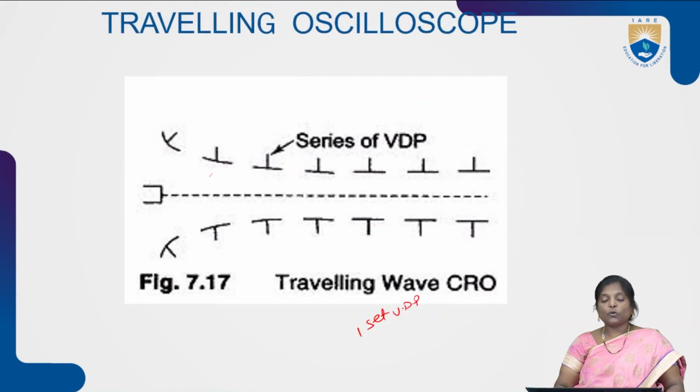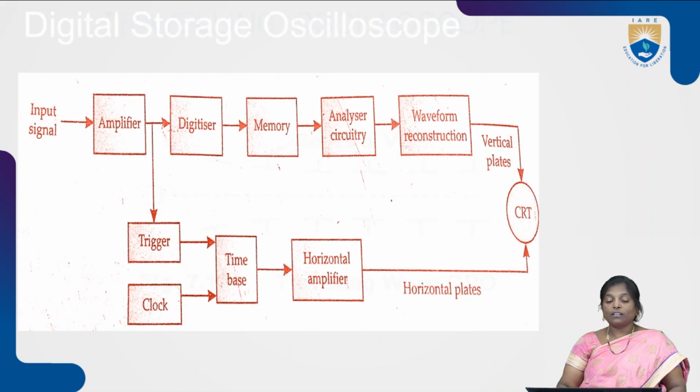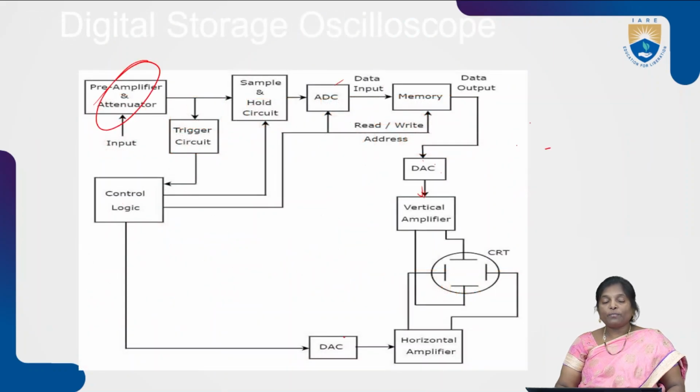The traveling wave oscilloscope is also used at very high frequency and ultra high frequency. As the frequency increases, the electron beam does not have sufficient time to meet the vertical deflection plates. So, throughout the cathode ray tube, we are using these vertical deflection plates. And this digital storage oscilloscope, whether it is in the first format or in the second format, is mainly used to store the data in digital format, and whenever we want we can retrieve it from the memory unit. Okay.